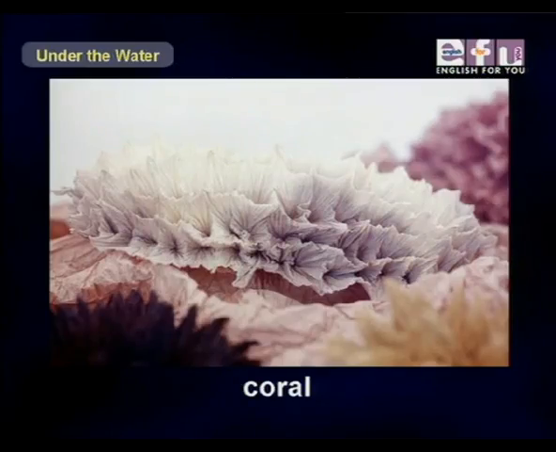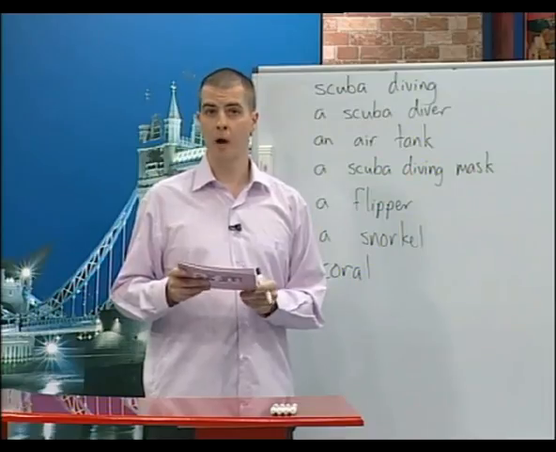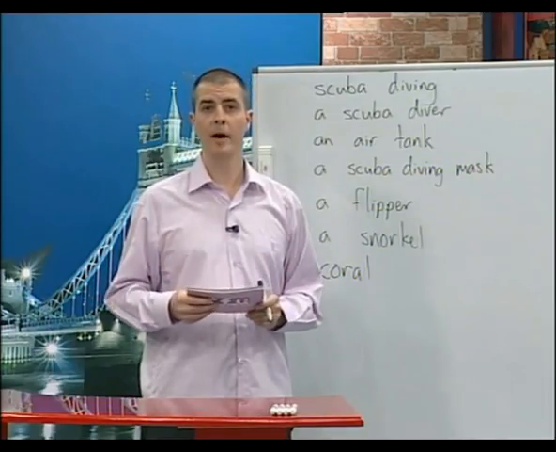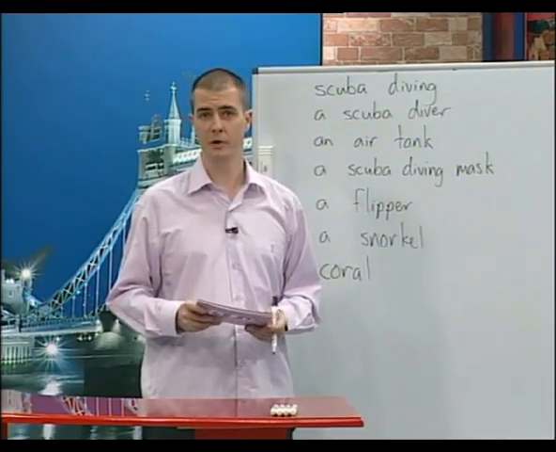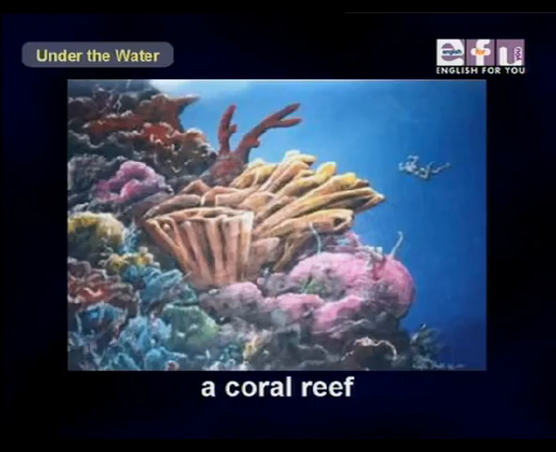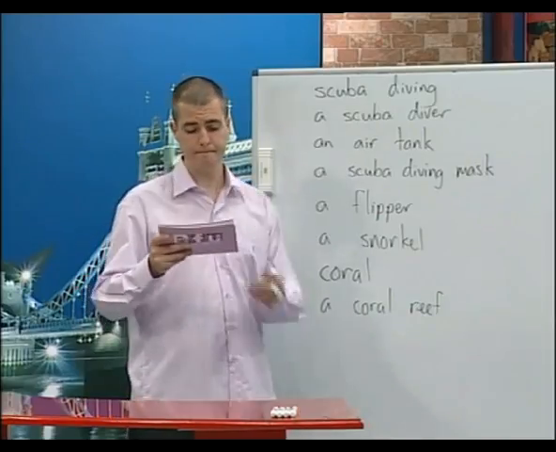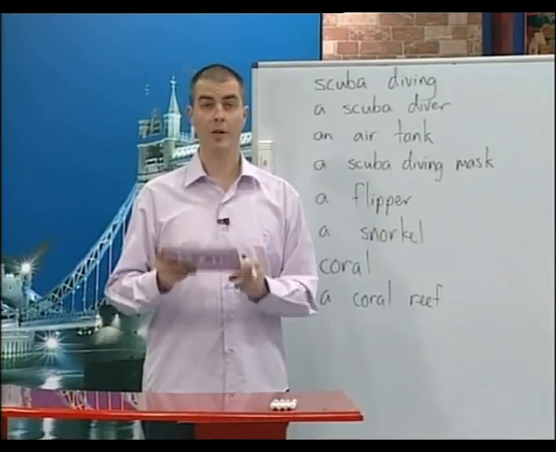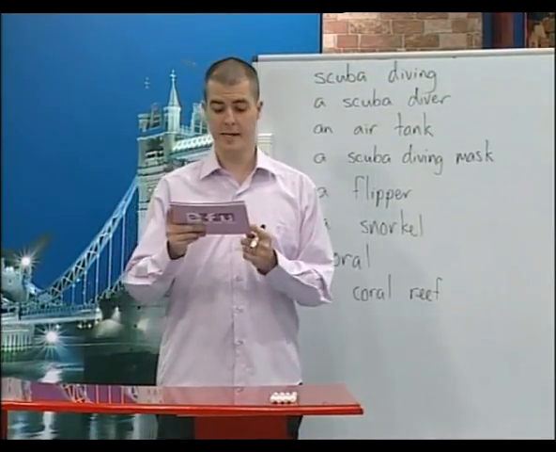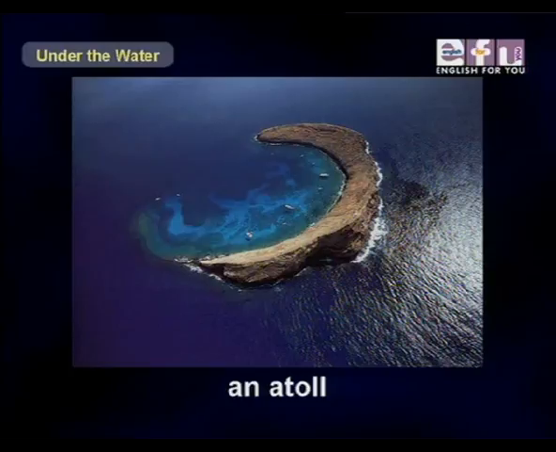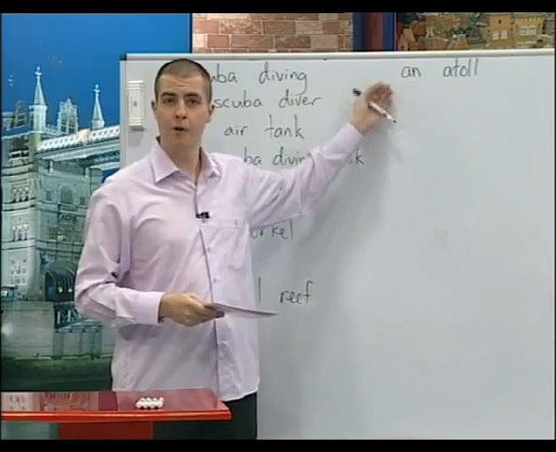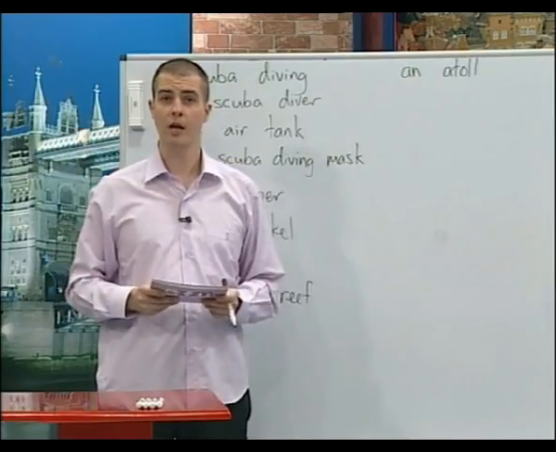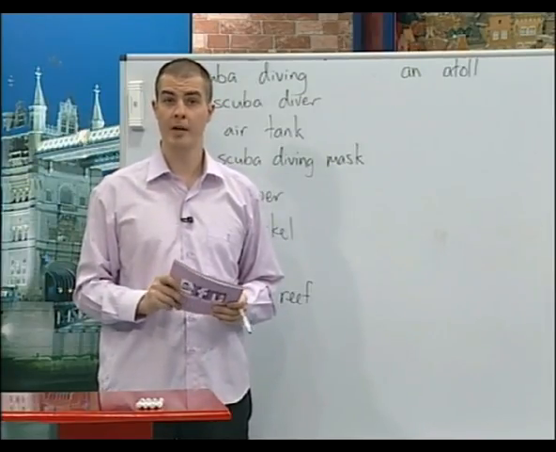Coral. Coral is a hard red, white, or pink substance formed by the bones of tiny sea creatures. A coral reef. A coral reef is a line of hard rocks formed by coral found in warm sea that isn't very deep. An atoll. An atoll is a coral island formed in the shape of a ring or a moon.